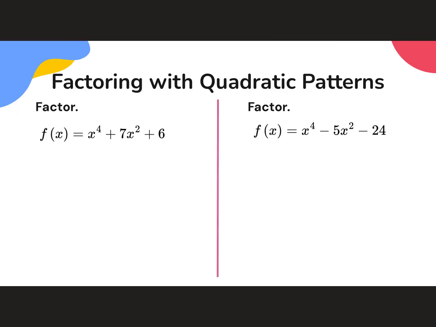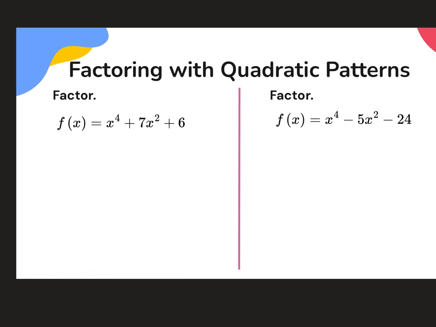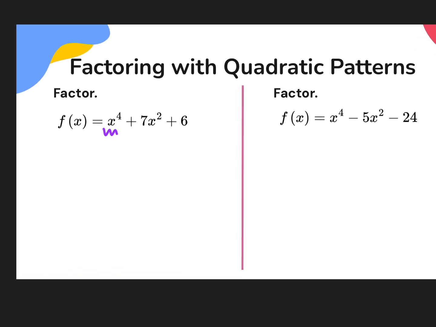Our last method of factoring is called quadratic patterns. You'll notice that in these 2 examples, there's no greatest common factor other than 1, and we don't have 4 terms. So we're not going to be able to GCF, and we're not going to be able to factor by grouping. These are trinomials, but you'll notice that they begin with x to the 4th power. We're used to our polynomials beginning with x squared. We're going to use the same pattern finding that we did with quadratics, looking for 2 numbers that multiply to the end and add to the middle.